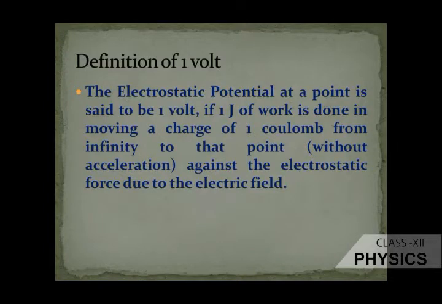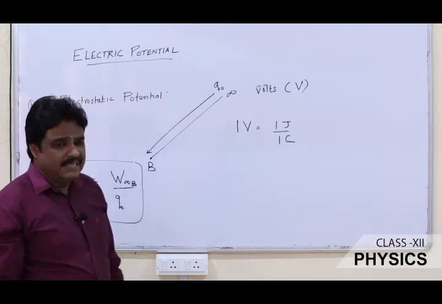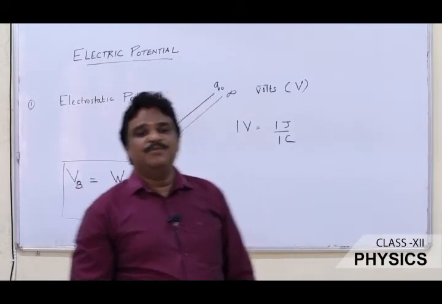So how to define this? The electric potential at a point is said to be 1 volt if 1 joule of work is done in bringing a charge of 1 coulomb from infinity to that point against the electrostatic force, and that becomes the definition of 1 volt. So these are the two important terms that we are going to use in our future topics.